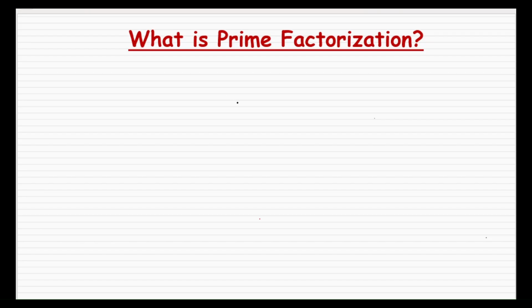Now the first question is, what is prime factorization? Before we jump into finding the square roots, we need to understand what prime factorization is. Prime factorization is when we break the number into the product of only prime numbers. So when we write a given number as the product of prime numbers, that means that is a prime factorization.